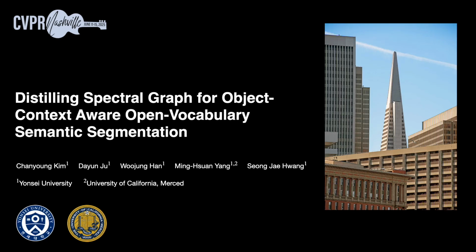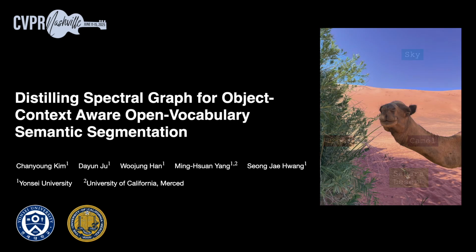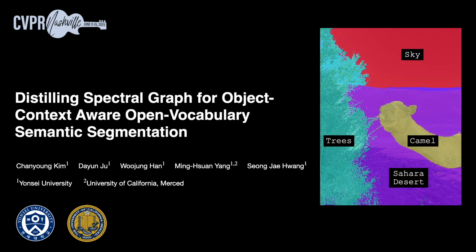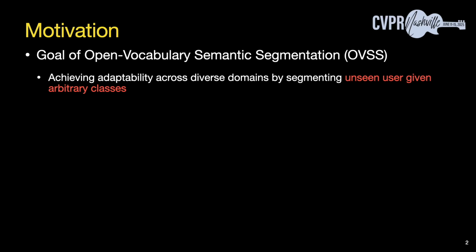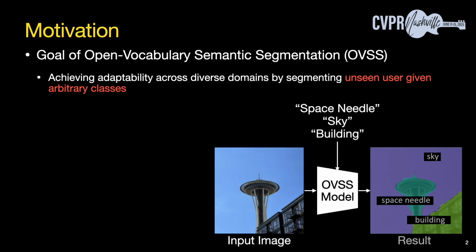We introduce a training-free open vocabulary semantic segmentation method, distilling spectral graph for object context-aware open vocabulary semantic segmentation. Open vocabulary semantic segmentation, or OVSS, aims to segment unseen classes based on user-provided prompts. For example, when given an input image and a prompt like Space Needle, the model should accurately segment both general objects and specific proper nouns.